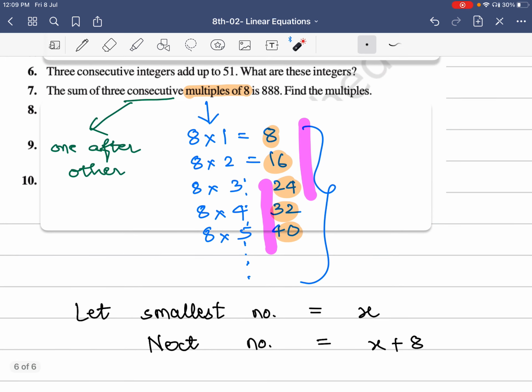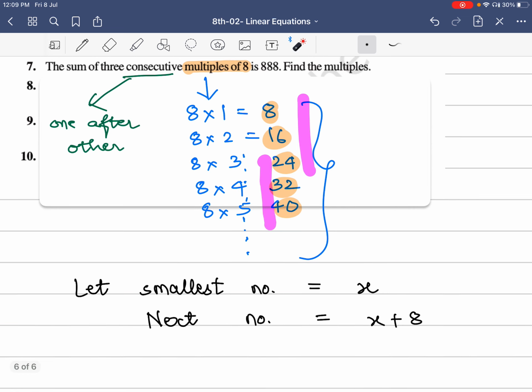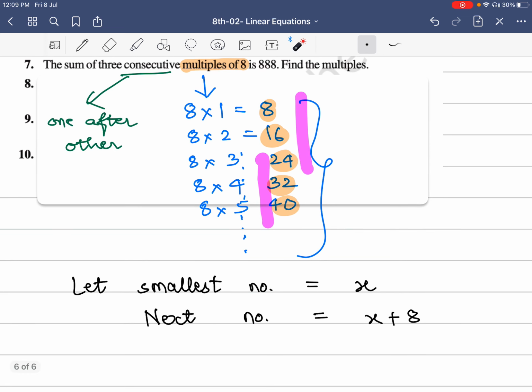In the previous problem they were consecutive integers, so we just did x plus 1. Now they're consecutive multiples of 8, so the next number is going to be x plus 8. Take this example, 8. What is the next number after 8? It's 8 plus 8. Similarly, this next number is going to be x plus 8, and because we are dealing with three numbers, the last number is going to be x plus 16.